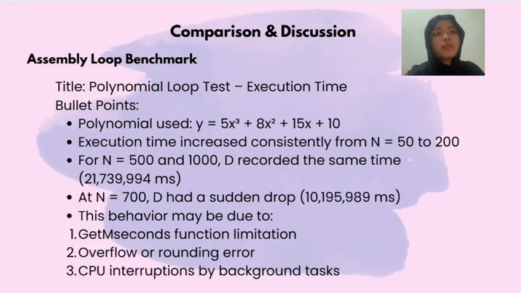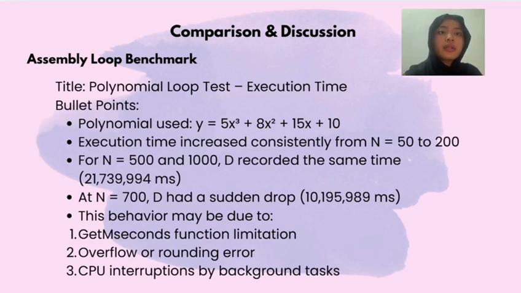For the assembly loop benchmark, we test a polynomial equation in assembly code with increased loop counts from n equals 15 to 100. Execution time increased linearly, which is expected. However, at n equals 50, 100, and 1000, student D's results were identical, 21,739,994 ms, which is unusual, even strange.